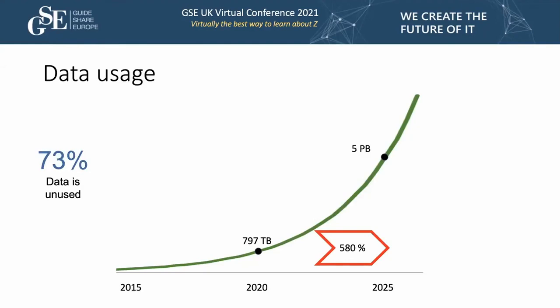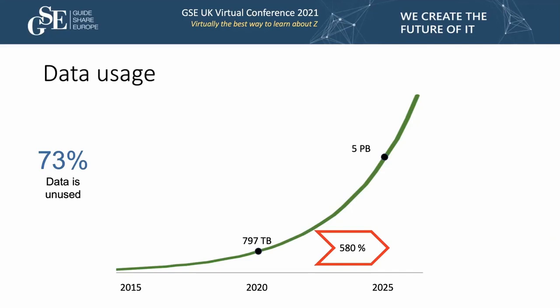The first thing I want to talk about is data itself. We currently collect tons of data. In 2020, enterprises were collecting about 797 terabytes of data, and there's a predicted increase of 580%, which is going to take that up to 5 petabytes of data, which is huge. The thing about all of this data is that 73% of it goes unused. It's being collected, but it's not actually being used, and that's a waste of resources and storage as well. So what can we do to streamline processes and use all of this data?